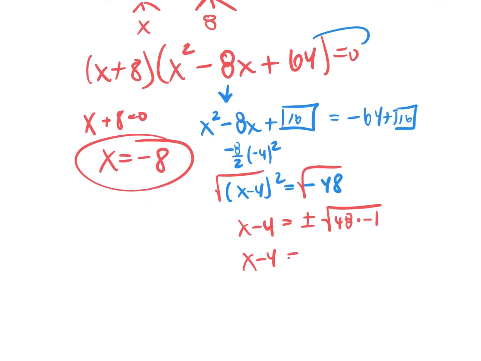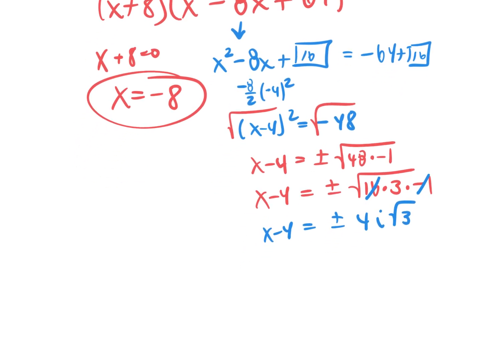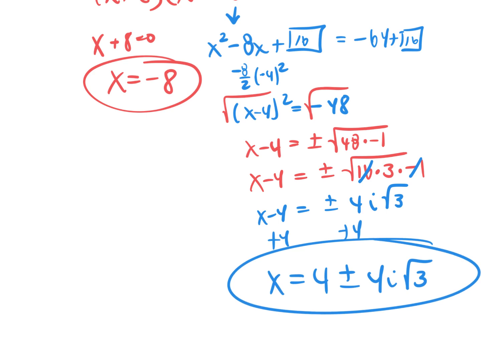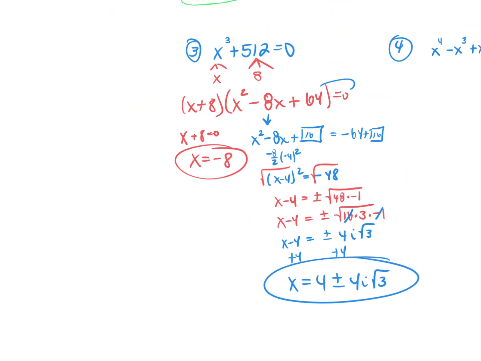So we have x minus 4 equals plus minus. I'm going to break 48 into 16 times 3, and then our negative 1. So when I take out my perfect squares, I have x minus 4 equals plus minus 4i times the square root of 3. And then the last thing I'm going to do is add 4 to both sides. So this is 4 plus minus 4i square root of 3. And those are my other two answers. They just both happen to be imaginary.